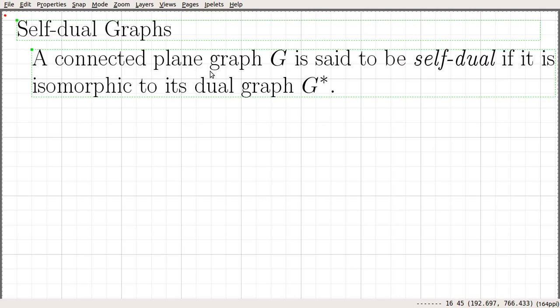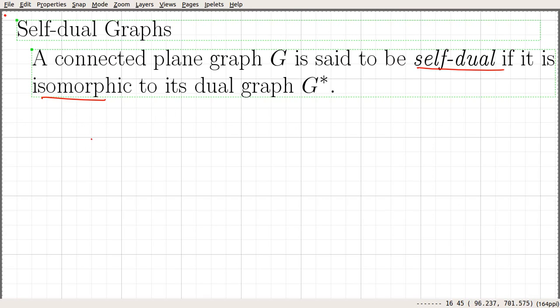A connected plane graph G is said to be self-dual if it is isomorphic to its dual graph. Okay, so this is how we define a self-dual graph. A graph is said to be self-dual if it is isomorphic to its dual graph, G star. So let me give an example of a self-dual graph.